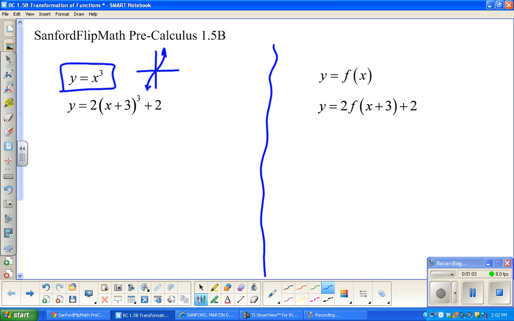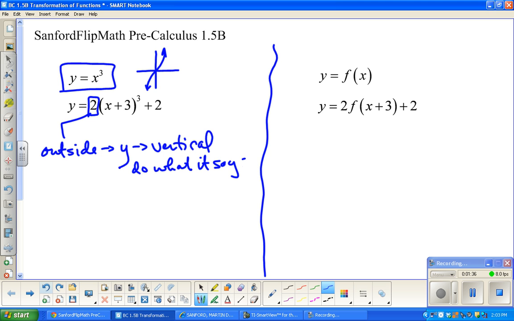Just a reminder that anything dealing with multiplication or division needs to be dealt with first. So I see 2 attached on here. So we are looking at how does this 2, how does the plus 3, how does the plus 2, how do all of those things affect the shape or look of this graph. So this 2, remember that anything on the outside deals with y, which is vertical. And remember that you do what it says. In other words, if this says times 2, then we're going to multiply by 2. When that says plus 2, we will add 2.